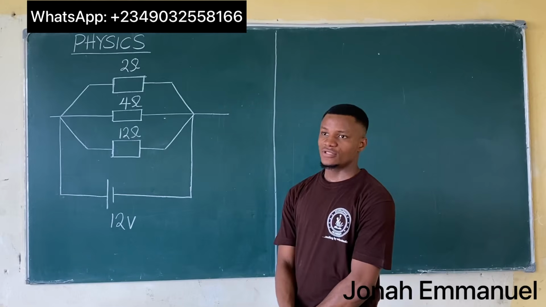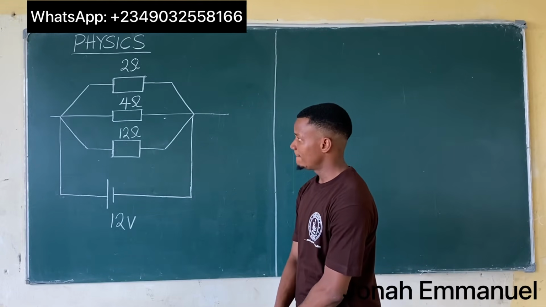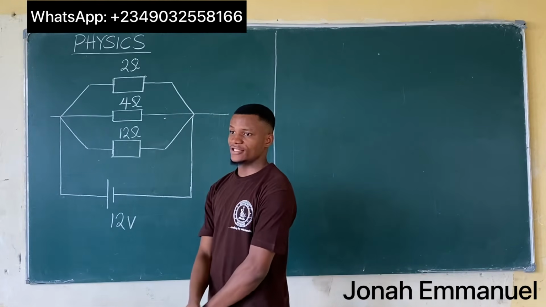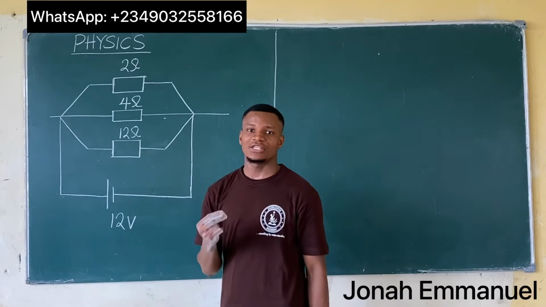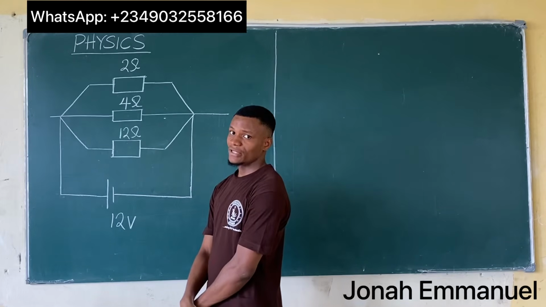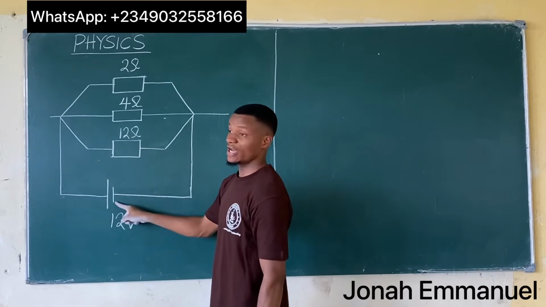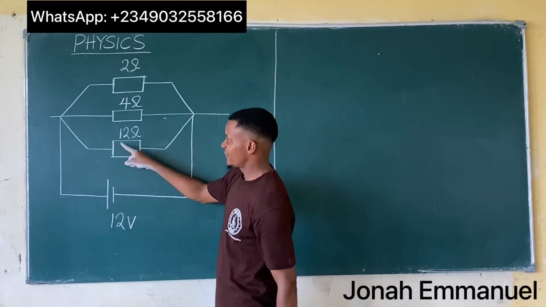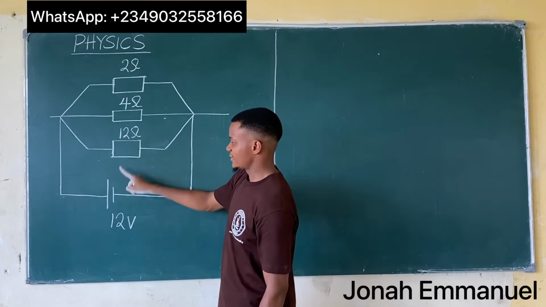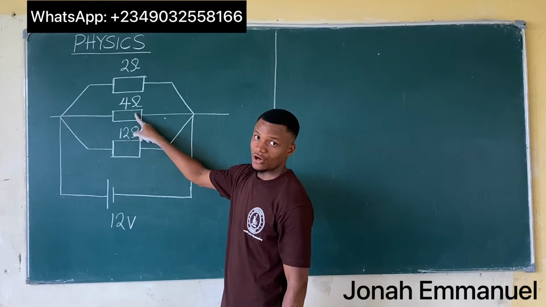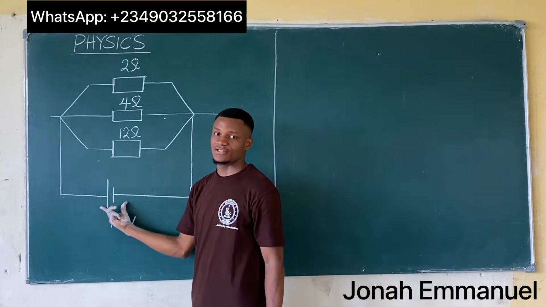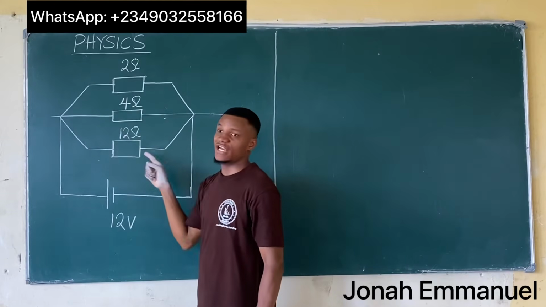Now, here's what you should note. In a parallel connection of resistors, the same potential difference or the same voltage is across each of the resistors. That means the potential difference here is what you have here, 12. The potential difference here, 12, is what you have here. The potential difference, 12, is still what you have here. Also, the potential difference here is still what you have here. So this same potential difference or voltage is across each of the resistors here.